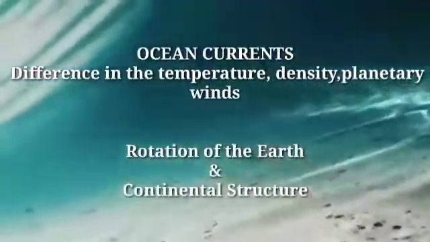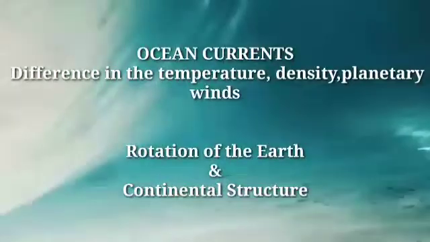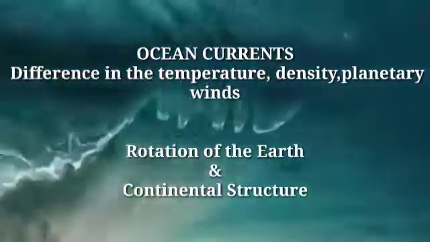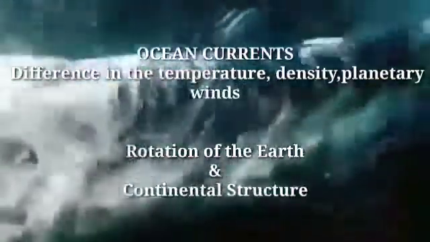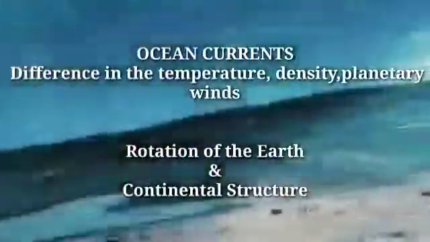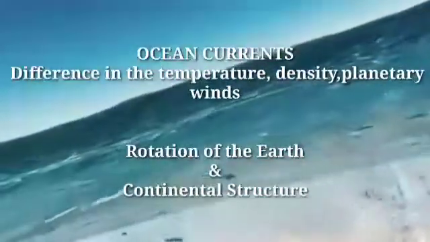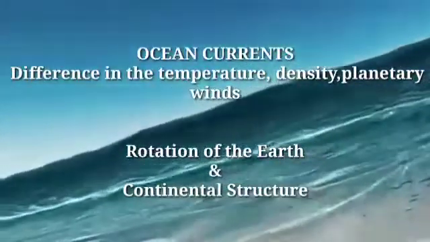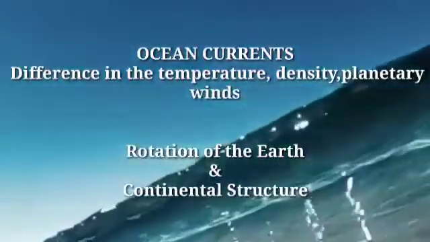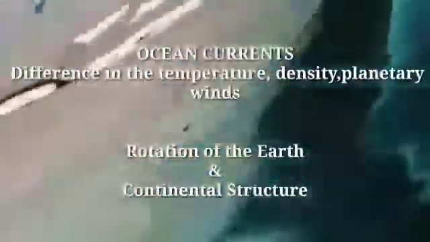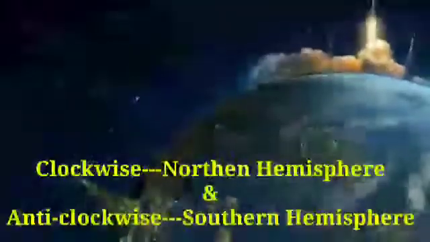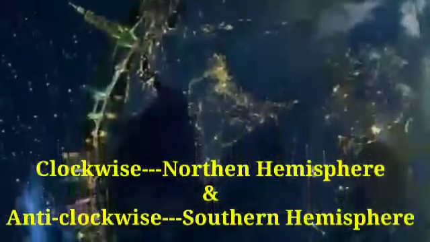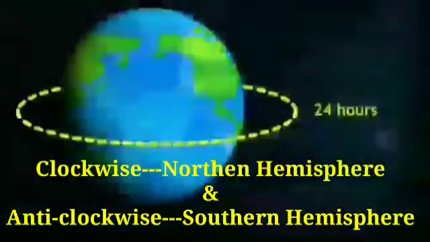Now we are going to study the ocean currents that are formed due to differences in temperature, density and planetary winds. Now we are going to study the reasons which are responsible for the direction of flow of ocean currents and their velocity. The main reasons are the rotation of the earth and continental structure. Because of the rotation of the earth, the ocean currents move in clockwise direction in the northern hemisphere and anti-clockwise direction in the southern hemisphere.